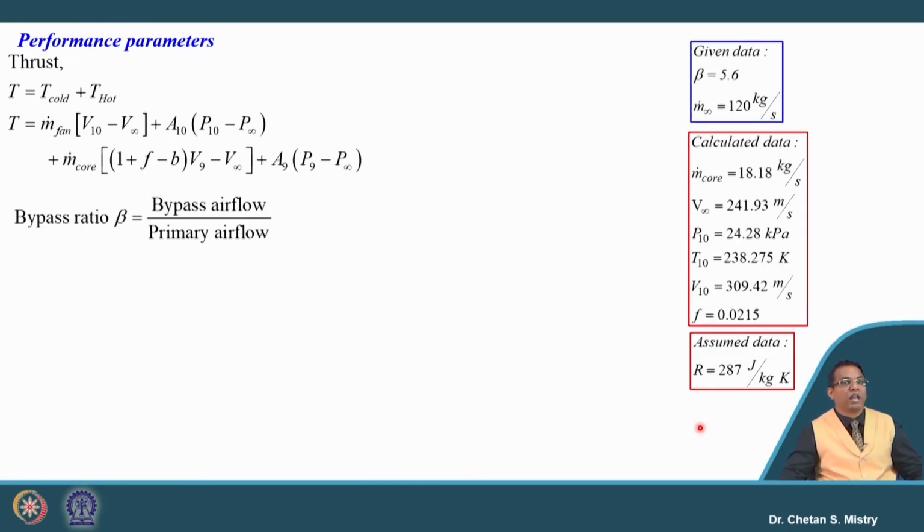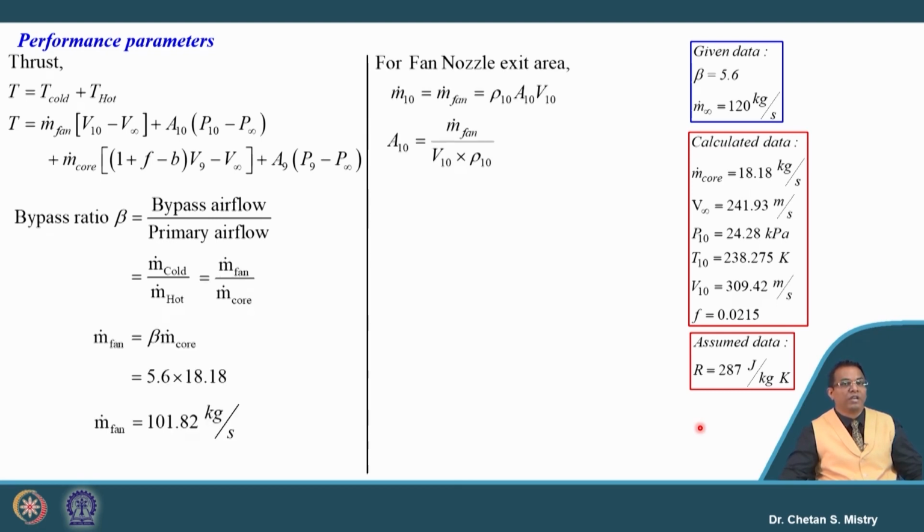Similarly, we can do our calculation for the main nozzle, the fan nozzle. Here in this case, be careful, we are given this mass flow rate. So, the fan mass flow rate we are writing as density into area into velocity. So, be careful what we mean by total mass flow rate, what we mean by core mass flow rate, and what we mean by fan mass flow rate. We should not get confused here.